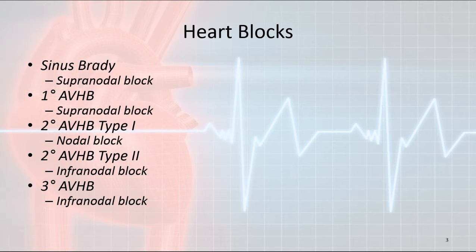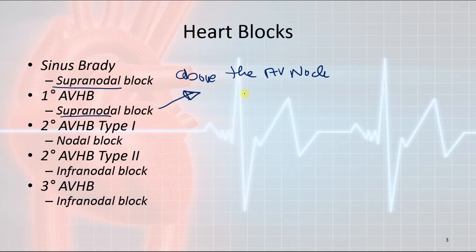The first thing I want to talk about is the area of the block in the AV node. Any sinus brady could be considered a supranodal block. If it's supranodal, that means that it is above the AV node. A first degree heart block is also considered supranodal, which means it occurs above the AV node. A second degree type 1 is considered a nodal block, which means that the block is occurring in the AV node.